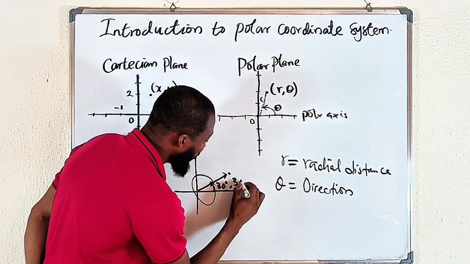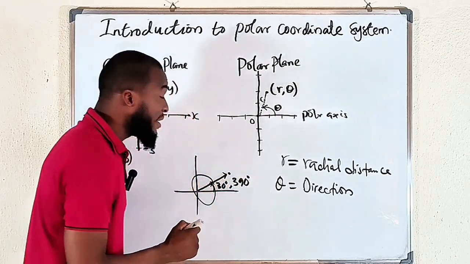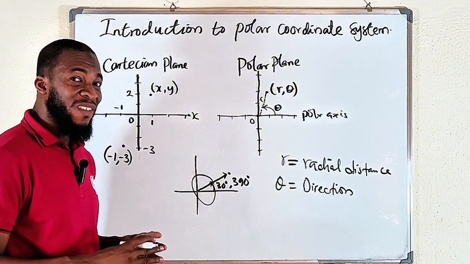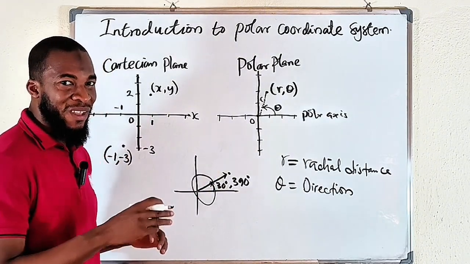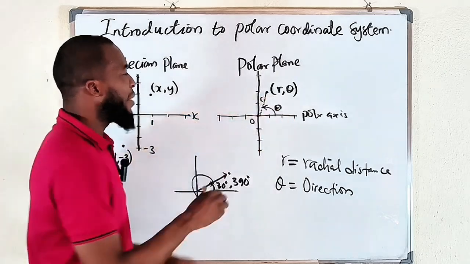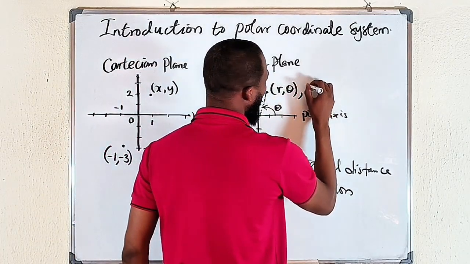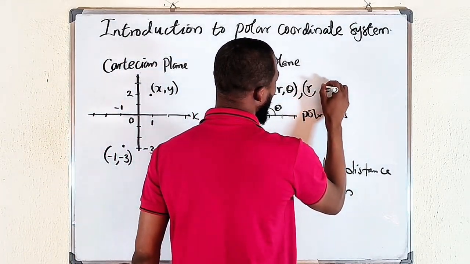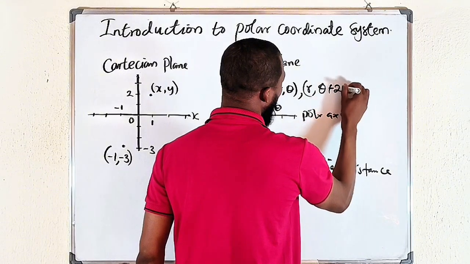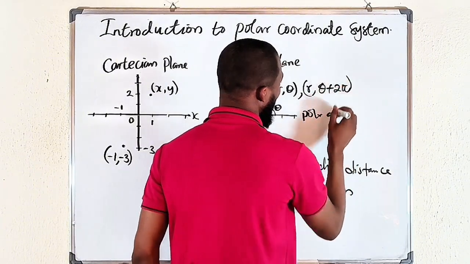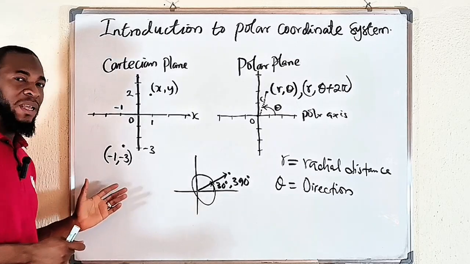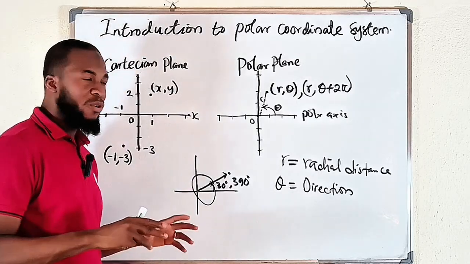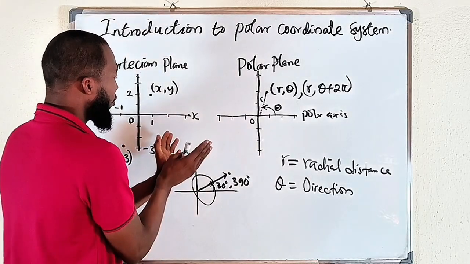So it can also be called 390 degrees, though the measurement is not the same, but talking about ratios, they have the same ratios. So also this point can be defined as (r, theta plus 2 pi), talking about radians, or 360 degrees. But in the Cartesian plane, all points are unique. You don't change them. So this is the introductory aspect.